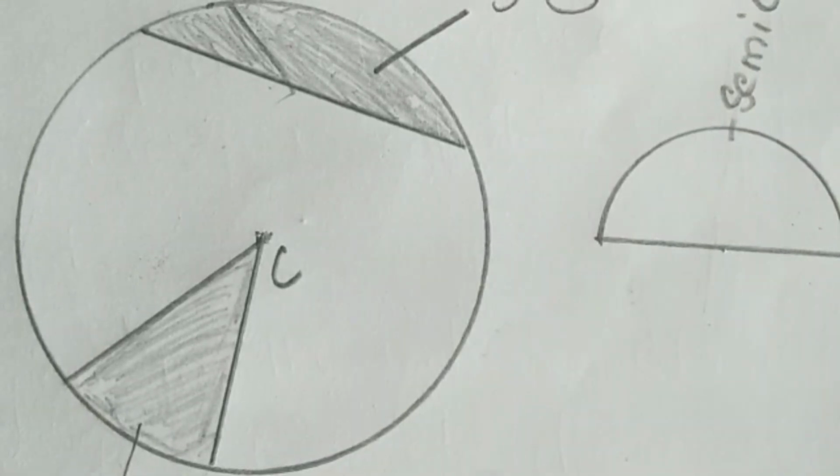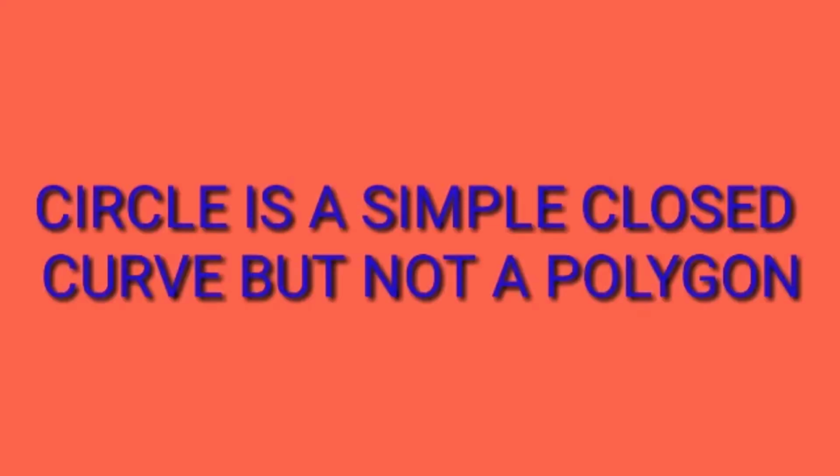You draw a circle and represent all these parts on the circle. Okay, figure out a circle and its parts. Remember, a circle is a simple closed curve, but it is not a polygon.